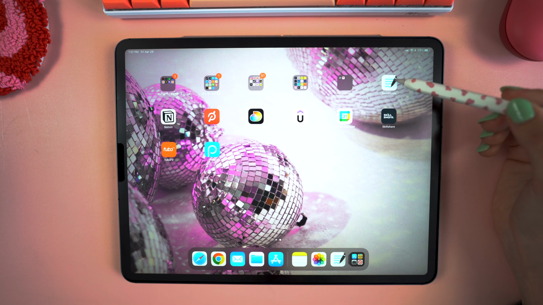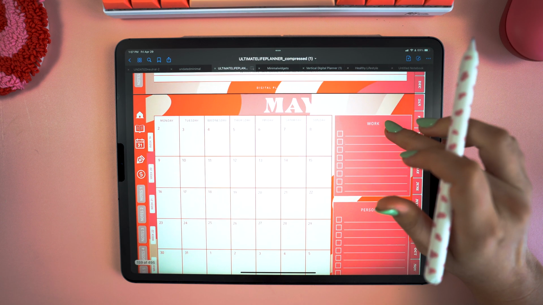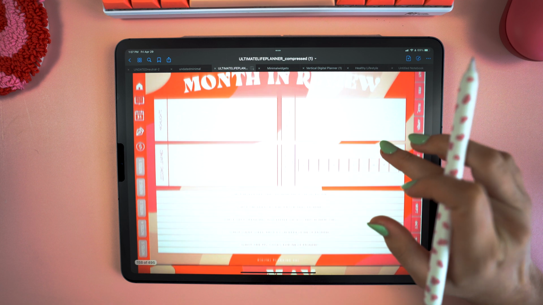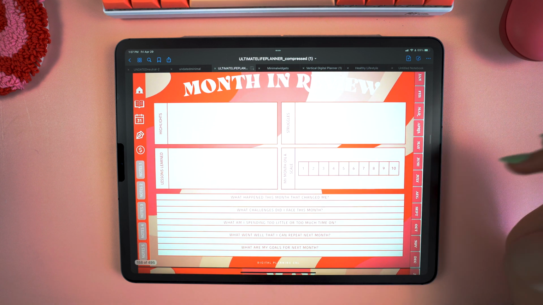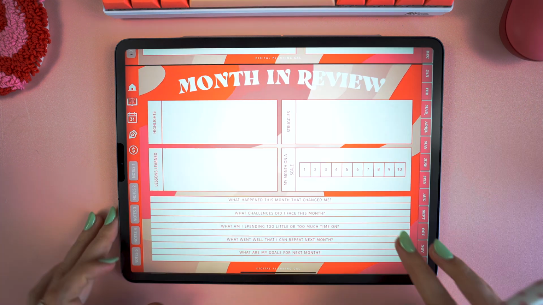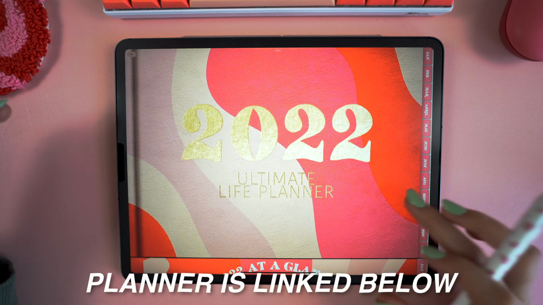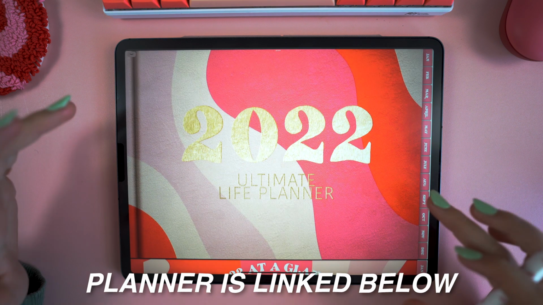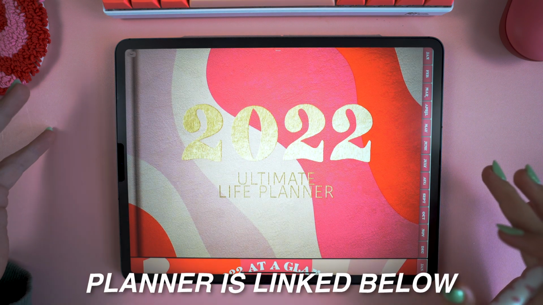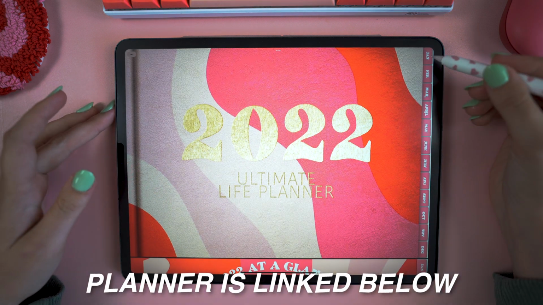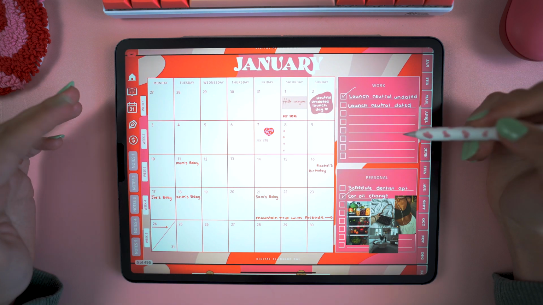Now we're going to go on into GoodNotes, and it is time to start planning our month. But first, I love to do my month in review. Now, if you guys are not familiar, this is my 2022 Ultimate Life Planner. This is the planner that I created for 2022, so everything is dated.